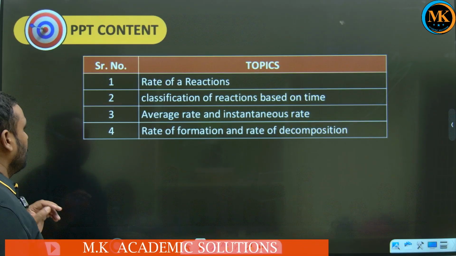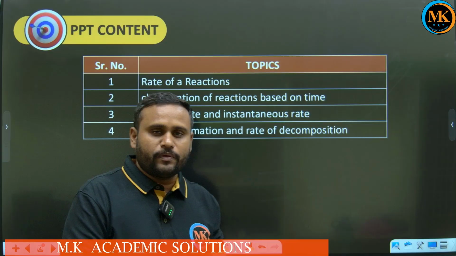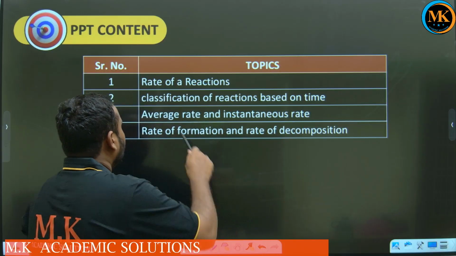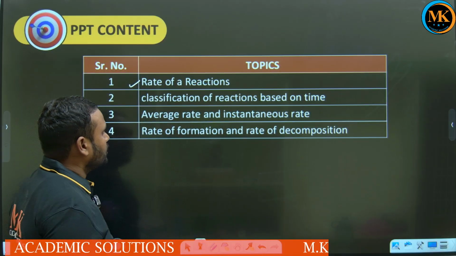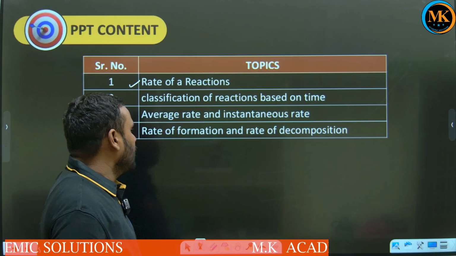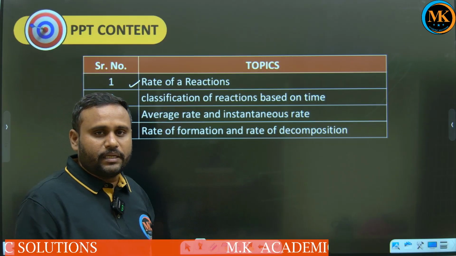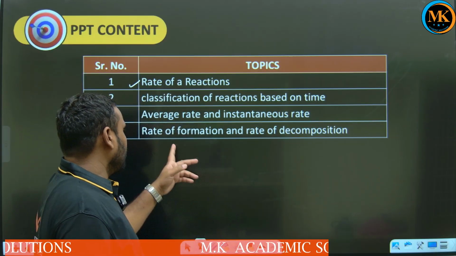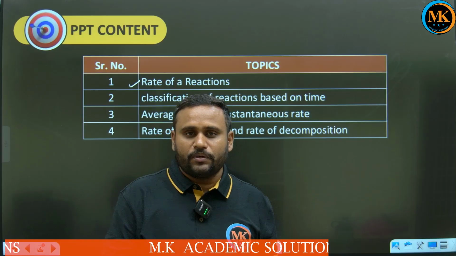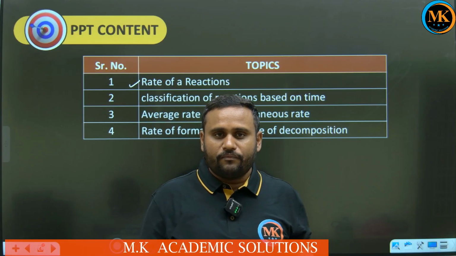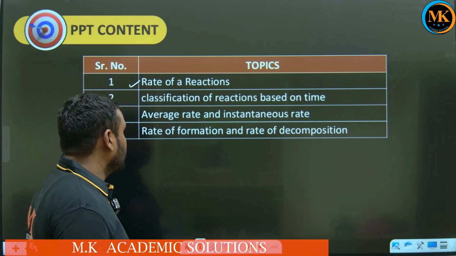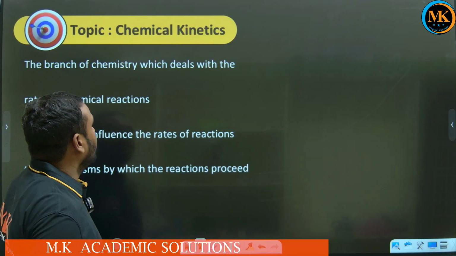Next, let us see what are the topics we are going to cover in this video. So we are going to cover mainly what is the rate of reaction, classification of reactions based on the speed of reaction, and average rate, instantaneous rate, and also we are going to cover rate of formation, rate of decomposition, and the relation between the rate of reaction, rate of formation, and rate of decomposition. Okay, so let us start with the definition of chemical kinetics.